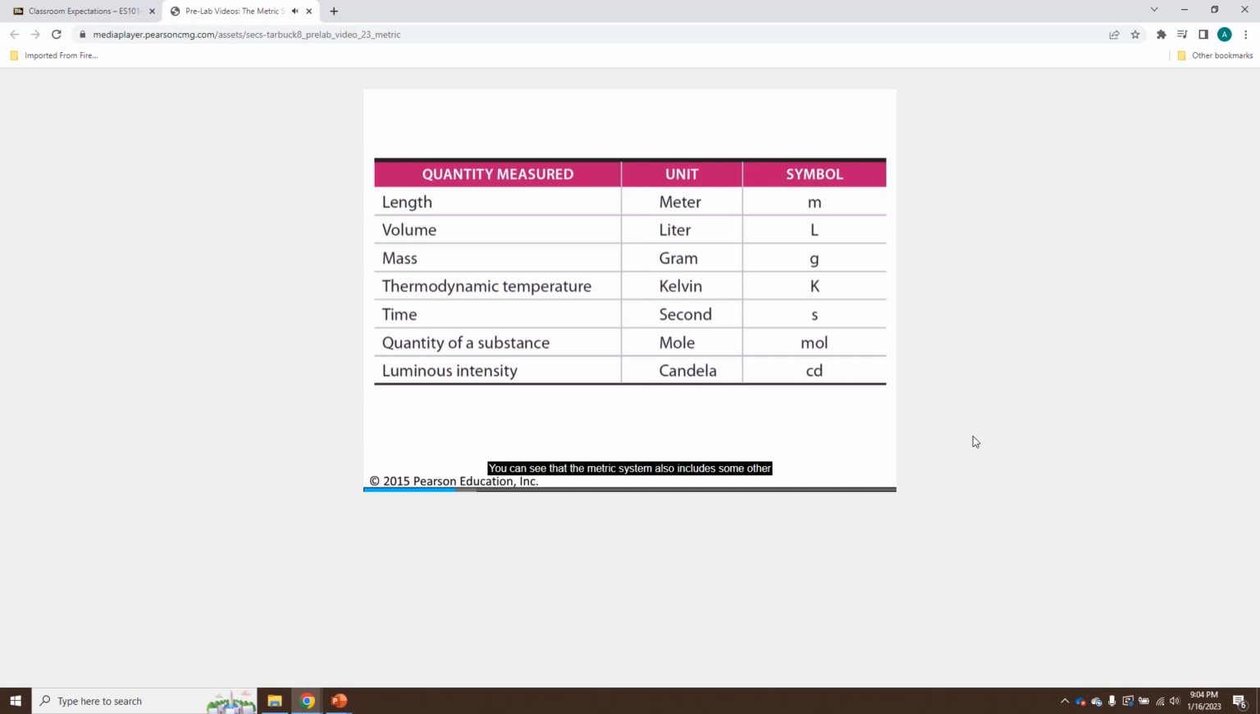You can see that the metric system also includes some other units that are used to measure other quantities, such as temperature. Kelvin is used there. 1 Kelvin is the equivalent of 1 degree Celsius. Time is a familiar unit to all of us, the second.